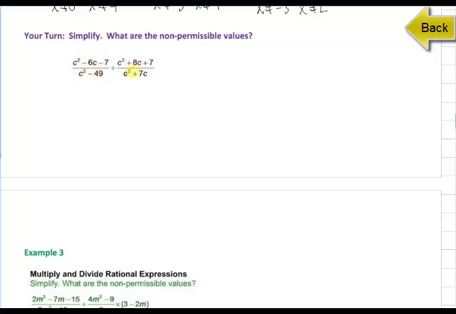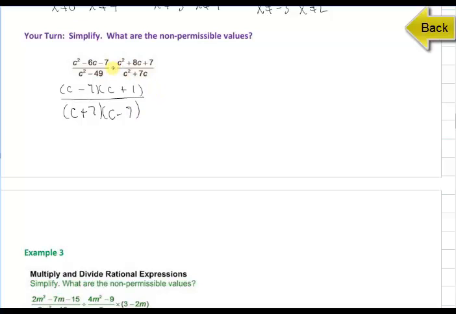Okay, so let's take a look at the your turn. We're going to start by factoring, so we will take the numerator and factor it into c minus 7 and c plus 1 over, and we have a difference of squares here, so we're going to get a sum and difference of c plus 7 and c minus 7.